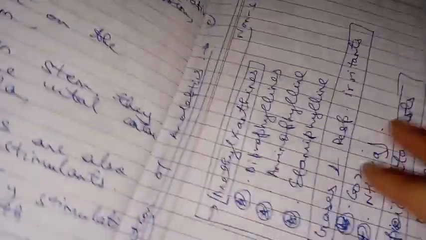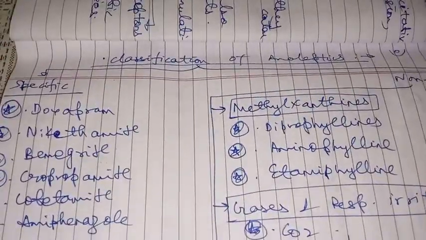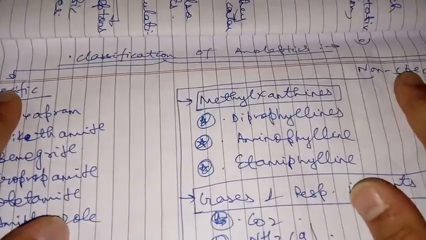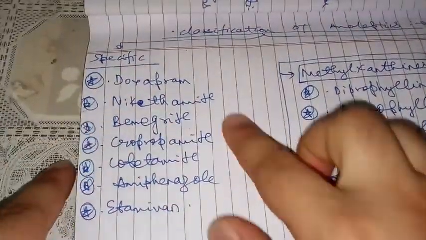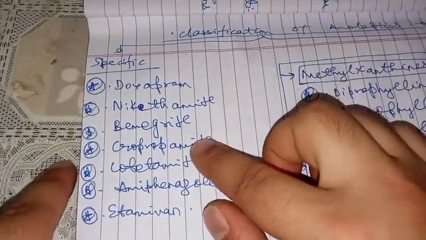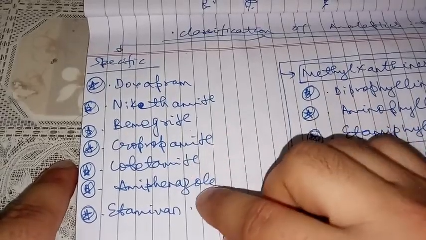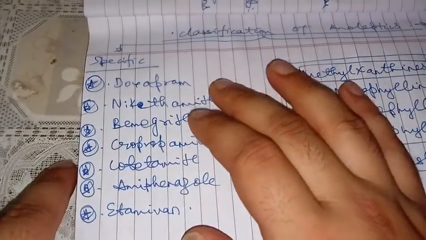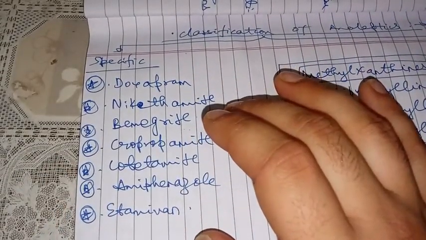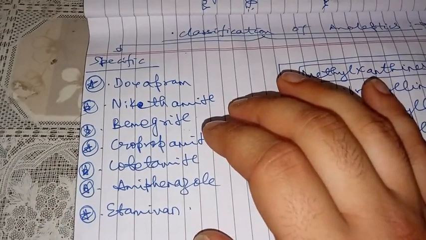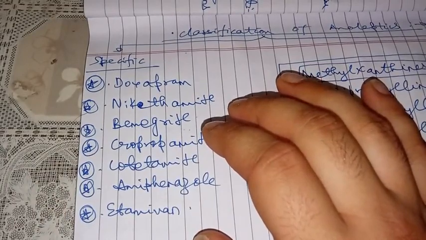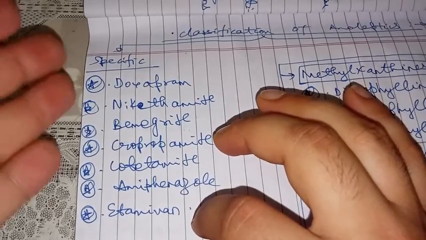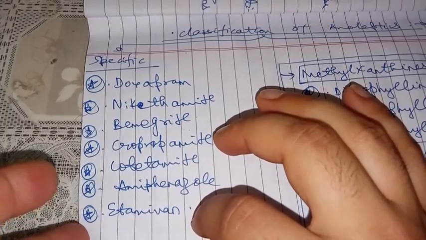Now we'll study the classification of analeptics. Analeptics can be divided into two categories: specific and non-specific analeptics. Specific analeptics include doxapram, nicotinamide, bemegride, clopropamide, cotitimide, imifenazole, and lastly etamivan. These are the drugs included in the specific analeptics.